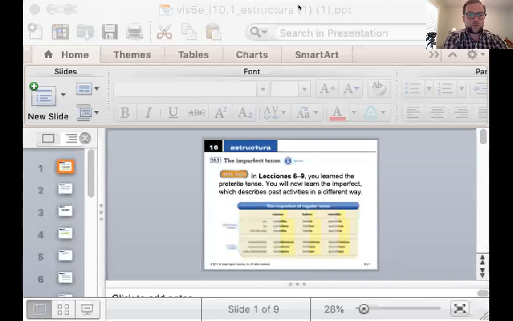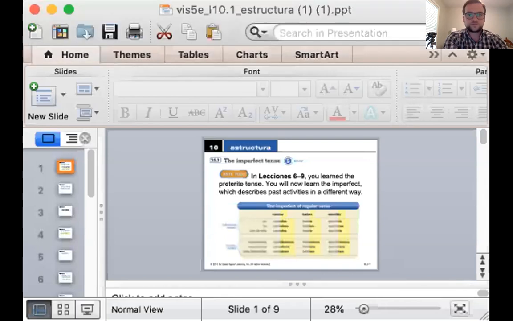So let's go ahead and get started. I'm going to share my screen here with you guys for the PowerPoint. So go ahead and take out your notes so you can copy down the notes for the PowerPoint 10.1 here. Okay, good deal. Let's go ahead and get started.